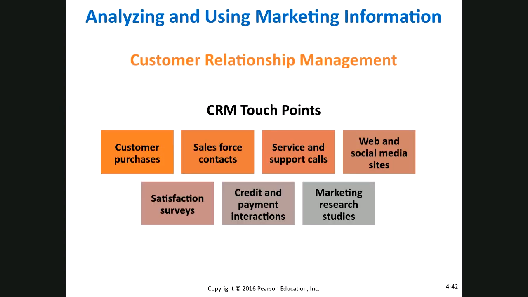Here's just a list of some of them. We keep track of what they purchase. You really should keep track of what they'd like to purchase that you didn't have, and that's lost sales. Contacts, how many times they call in for service and support. Are shipments always late? Do they not know how to use things?